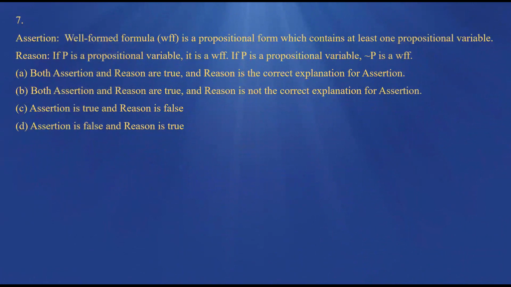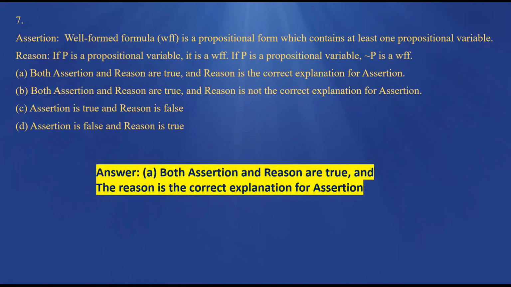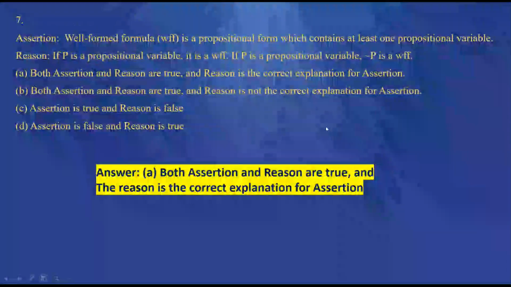Assertion: a well-formed formula is a propositional form which contains at least one propositional variable. Reason: if P is a propositional variable, it is a well-formed formula. If P is a propositional variable, then P complement is also a well-formed formula. The correct answer, option A, both assertion and reason are true, and the reason is the correct explanation for the assertion.